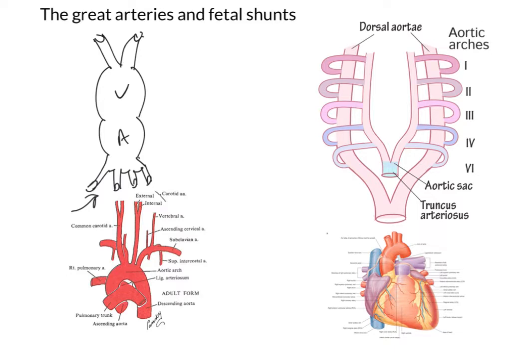Now, isn't this a strange situation? It seems to bear very little resemblance to the condition in the adult human. And the reason for this is, in the embryo, as in the adult, we are filled with vestiges from our evolutionary past. And in fact, this arrangement is what is seen in fishes.